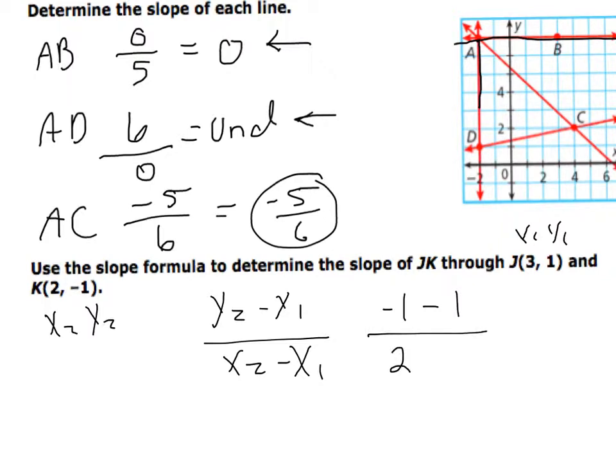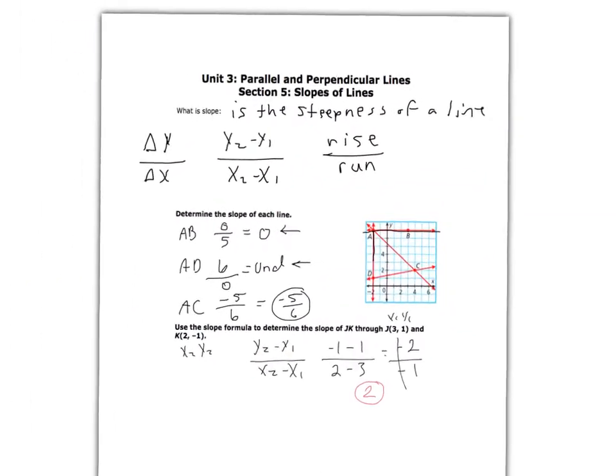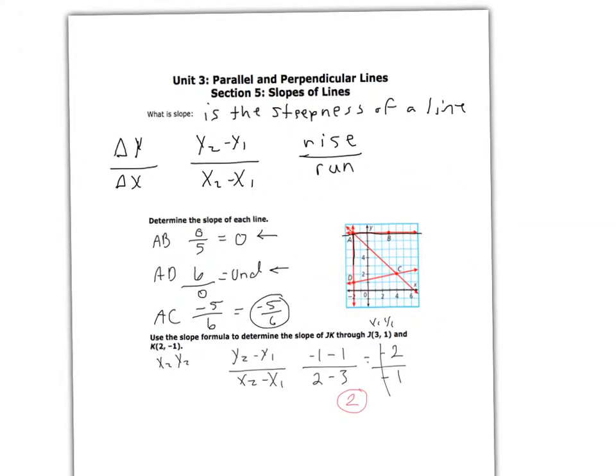2 minus 3. Okay, so if you have -1 minus 1, that would give you a -2. And 2 minus 3 would give you a -1. So if you go ahead and reduce, those negatives cancel out, and 2 divided by 1 gives you 2. So your slope to get from one point to the next in that problem would be 2. Okay, so make sure you have those few problems down. We're going to be using slope quite a bit, so make sure you have it down.